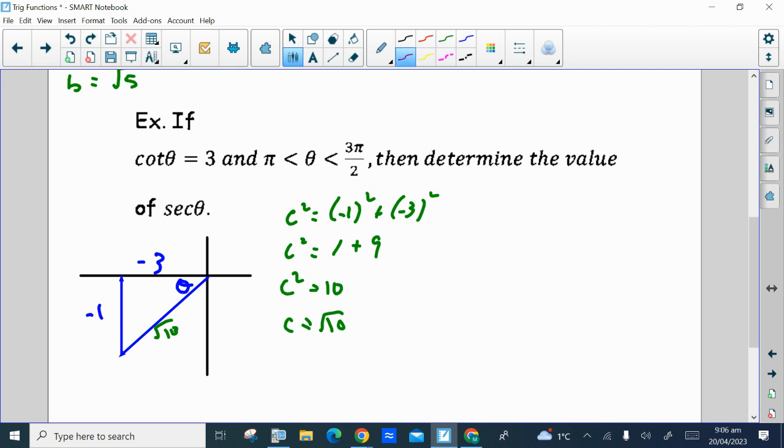We want the secant, which is the reciprocal of cosine. So the cosine of theta, which is adjacent over hypotenuse, will be negative 3 over root 10. So the secant will be the reciprocal of that, negative root 10 over 3.